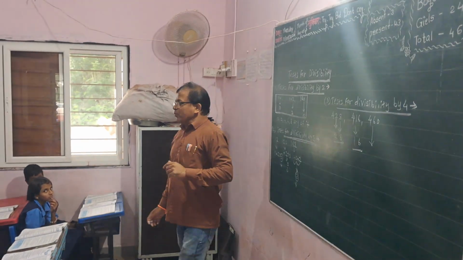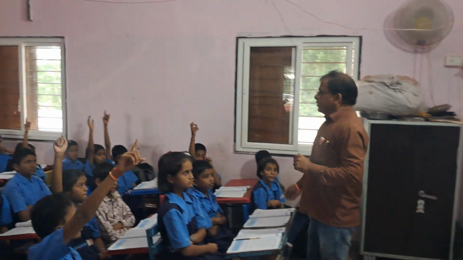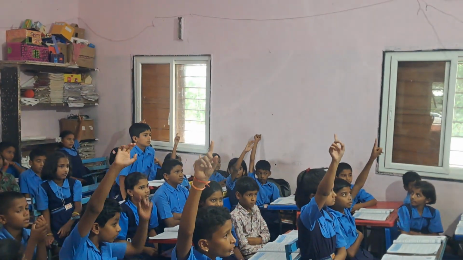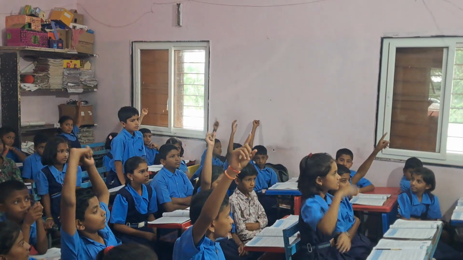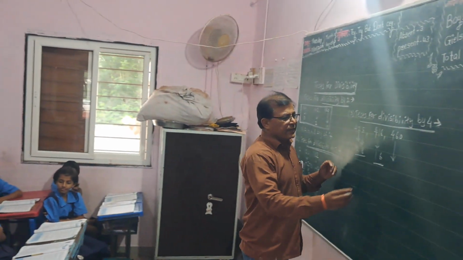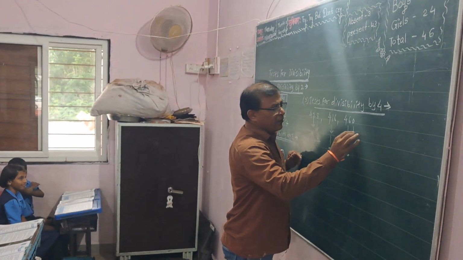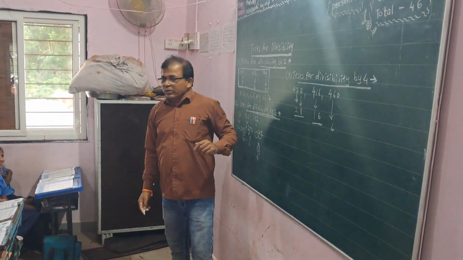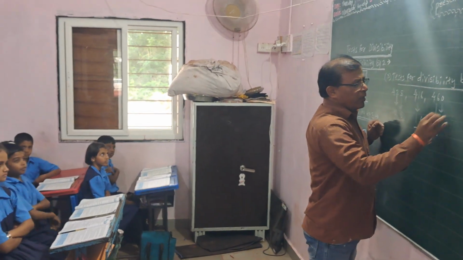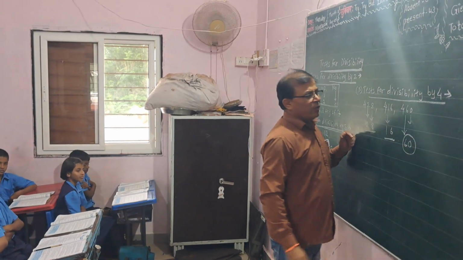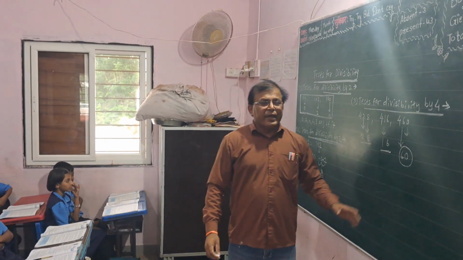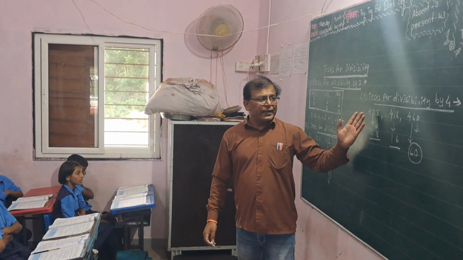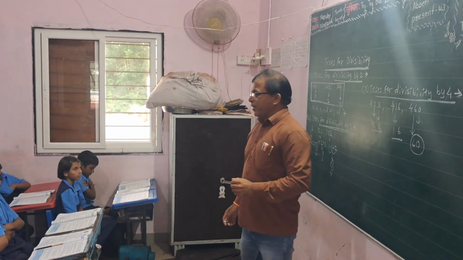460. In this 460, which is the tens place digit? 6 is the tens place digit. Which is the unit place digit? 0 is the unit place digit. Then we get a new number. This is 60, and 60 is divisible by 4. Thus, 460 is completely divisible by 4.